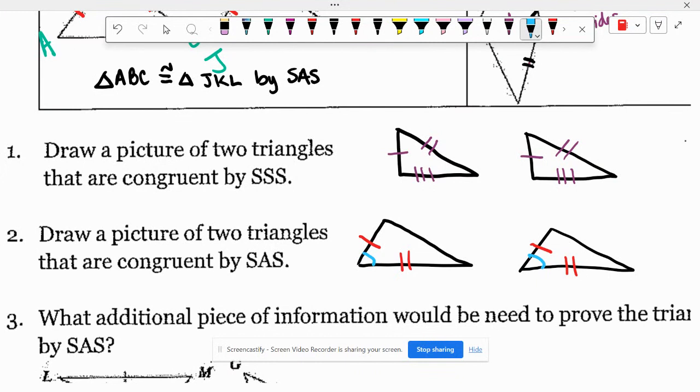Say again. Because I only have two sides that I'm marking. So the only time that I put 3 marks is if I'm marking 3 different sides. Does that make sense? Okay, good question.